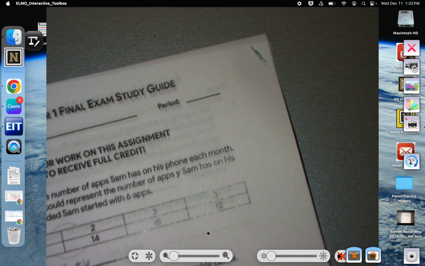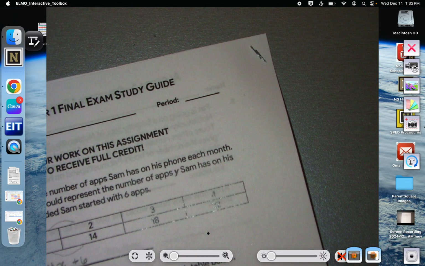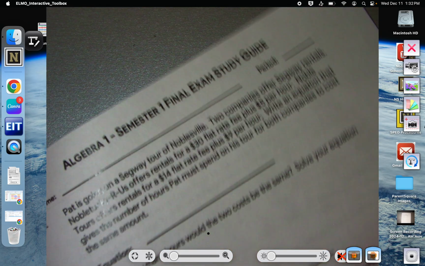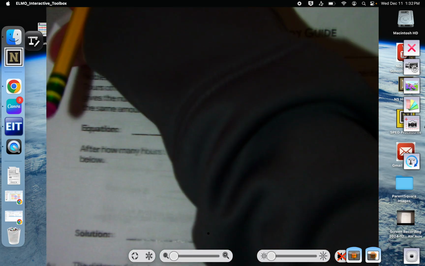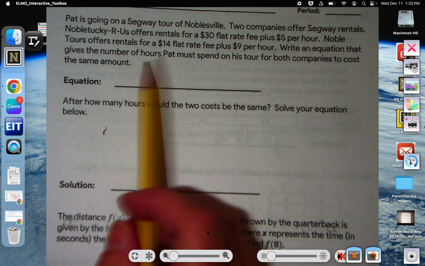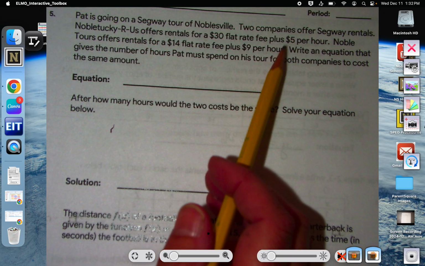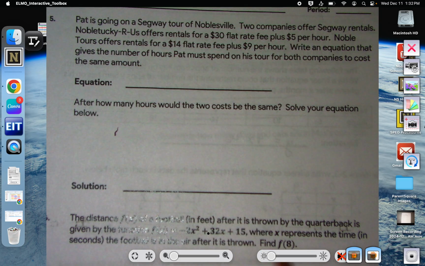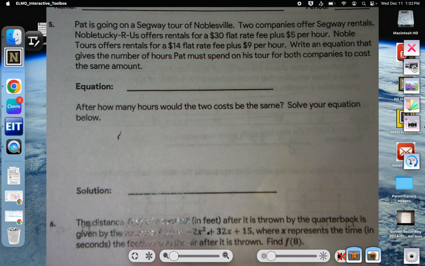Okay, number 5. We have someone renting a Segway. Cool, right? There's 2 companies. We have a $30 flat fee plus $5 per hour, or a $14 flat fee plus $9 an hour. We're going to figure out when would they be the same.